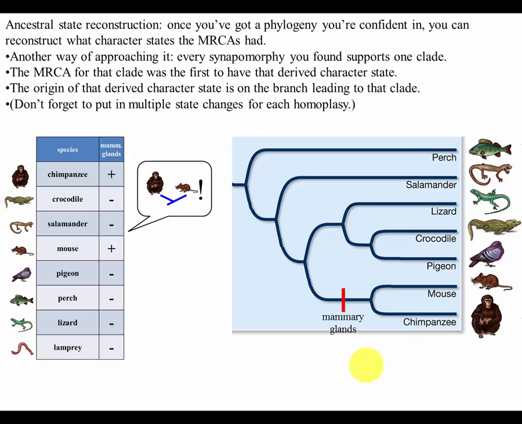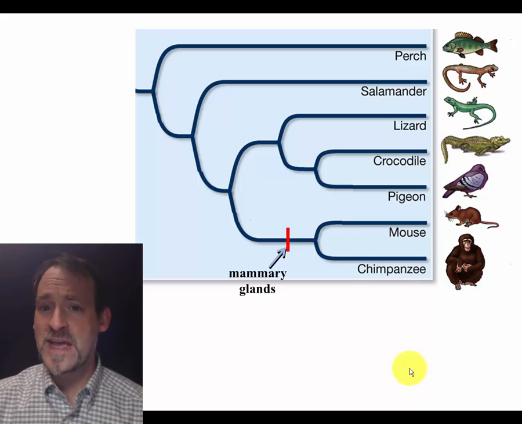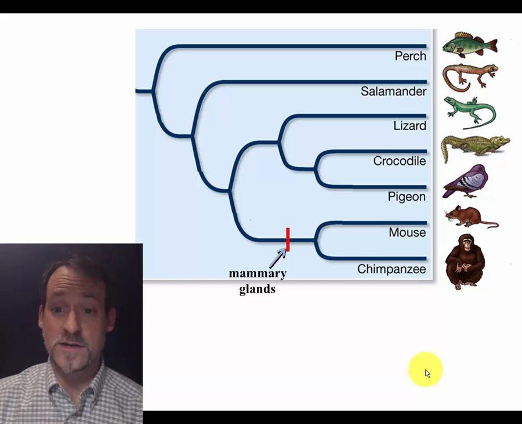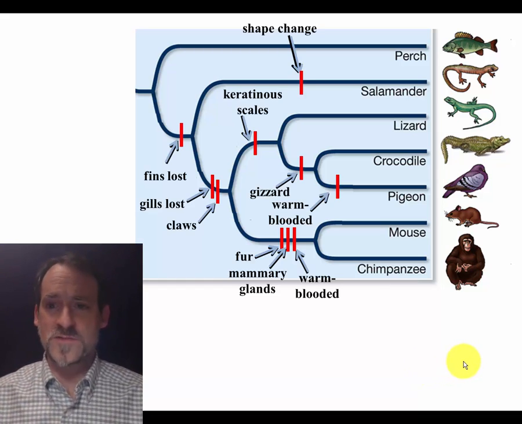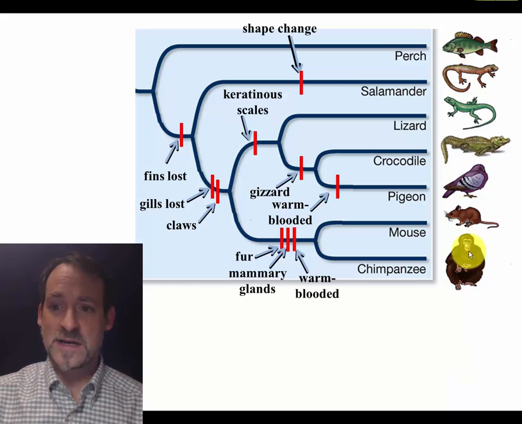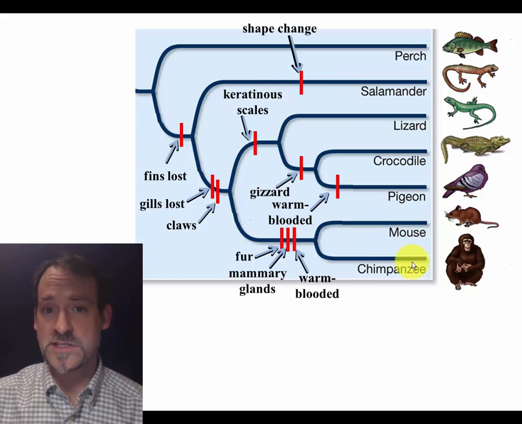Remember that when you're doing a homoplasy, you have to put in multiple state changes. So for example, with a pigeon, you need to show that warm-bloodedness evolved here and that it evolved there. Okay, so we can go ahead and add these tick marks for all of the characters that we've been looking at. In fact, we could add tick marks for any character that is in any of these organisms in this group, because we can reconstruct where along this phylogeny those traits evolved, assuming that we really trust this phylogeny.